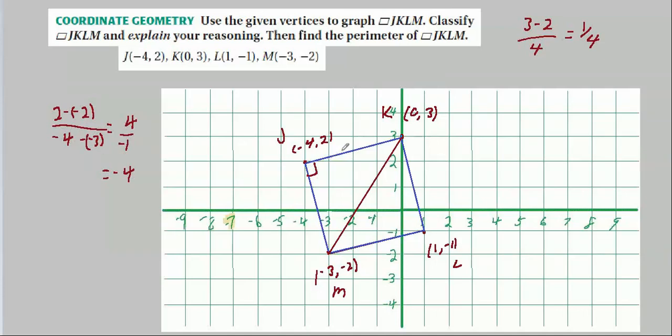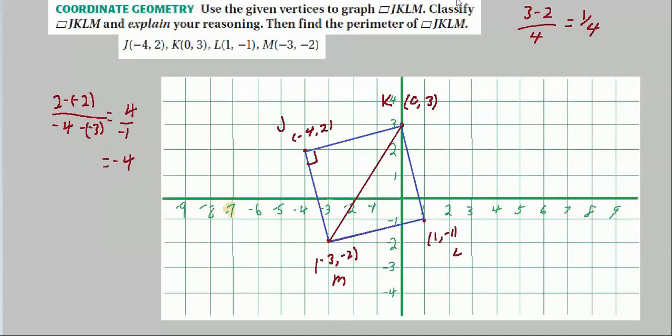We could check the length of these two sides. If they're congruent, we have a square. That's probably what I would do. Seems like the easiest thing. I assumed we had a parallelogram. I'm not sure we were supposed to assume that. It's really easy to figure out if we do.